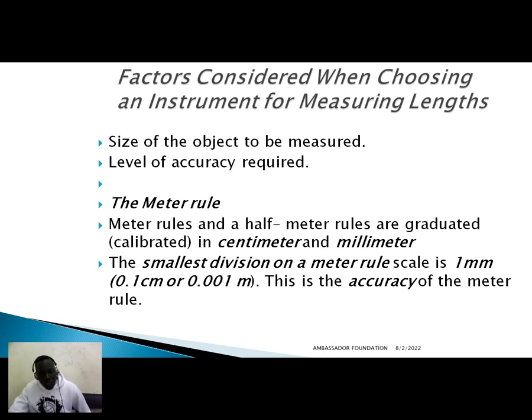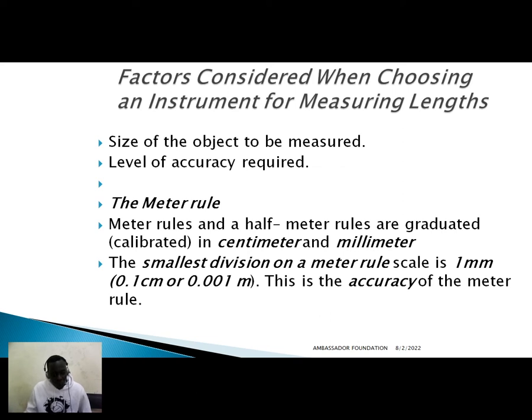Now, before we look at the meter rule, there are two factors that we always consider when choosing an instrument for measuring length. If you want to measure length, you have to first of all make a decision which instrument am I going to use, whether to use micrometer screw gauge, vernier caliper, tape measures, or meter rule and half meter rules. Number one, the size of the object to be measured.